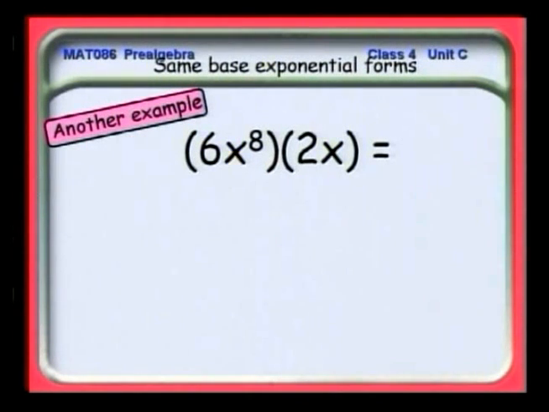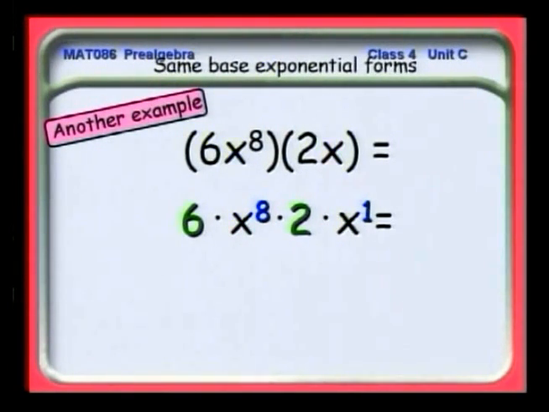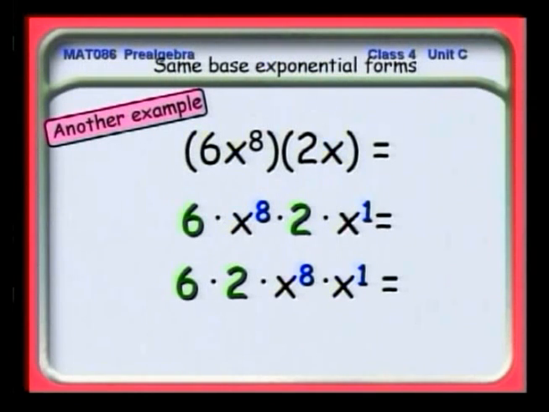Let's look at another example of this. We have 6x to the 8th power times 2x. We can rewrite it this way, but we need to remember when we see an x by itself, we really mean x to the 1st power. Now, since every term here is multiplied, we can rearrange these to put the coefficients in the front and the two terms with x to different exponents on the right.